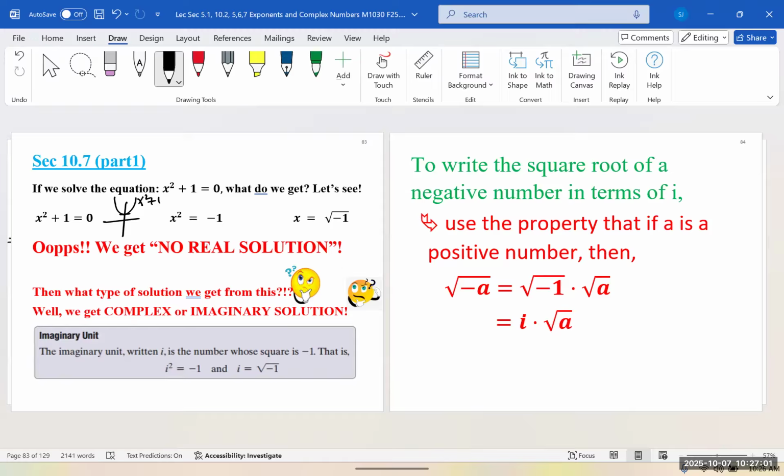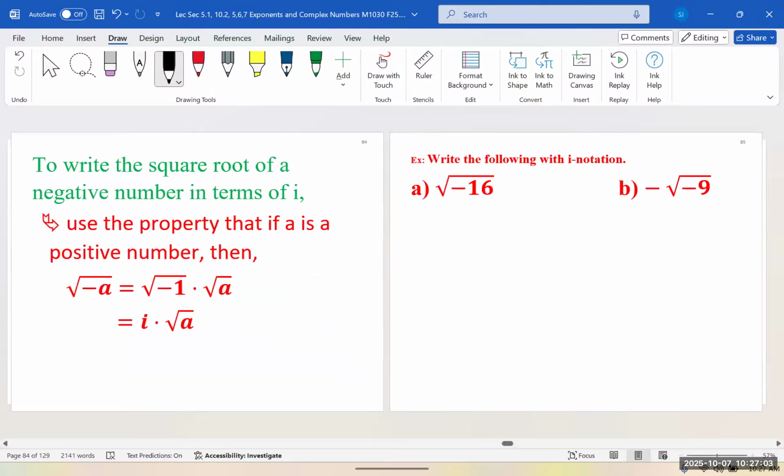Okay? For example, here, the square root of -16. 16 is a real number, but negative under the square root is not real. So we have to split that into 2 pieces. The square root of -1 and the square root of the real number, +16. So this gives us the imaginary number i. And what is the square root of 16? 4.